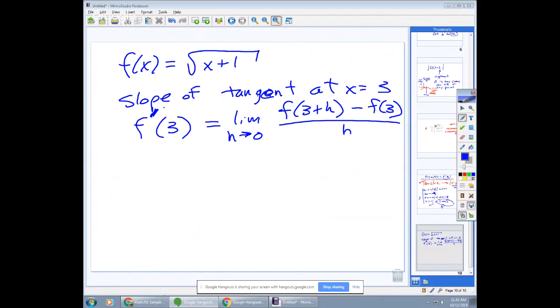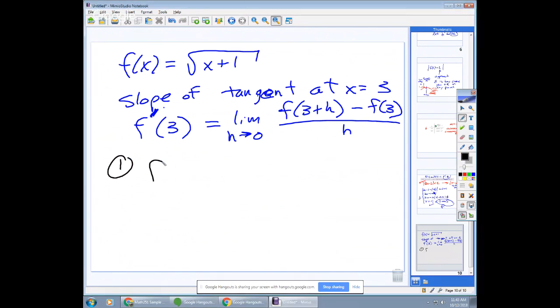So again, the problem: we've got this square root function. We want to find the slope of the tangent line when x is equal to 3. And we're going to use the definition of the derivative, the standard one. So now I just plug in my function. I like my 4-step process, so I'm going to do it that way.